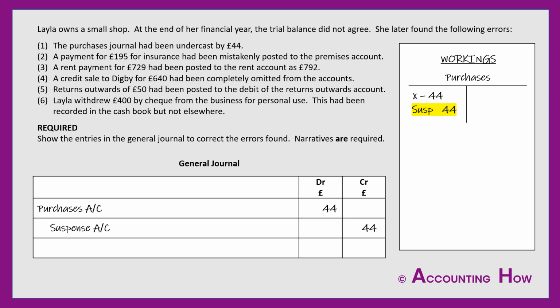And then the question asks us to show narratives. So this is the sentence underneath, basically identifying the type of error and just explaining why that double entry was done. And this then, the clue is the word casting. And casting, as I say, is an old-fashioned word for adding. So why was this double entry needed? Well, it was the correction of an addition error, also known as a casting error.